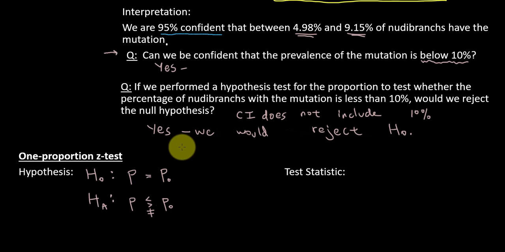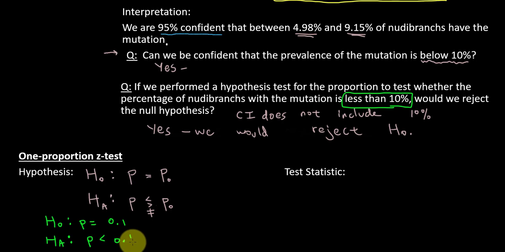Because we are using our nudibranch example, I'll go ahead and in green translate this, because the hypothesis here is that the percentage of nudibranchs with the mutation is less than 10%. So remember that less than is going to show up in the alternative hypothesis. The null hypothesis is always about equality.